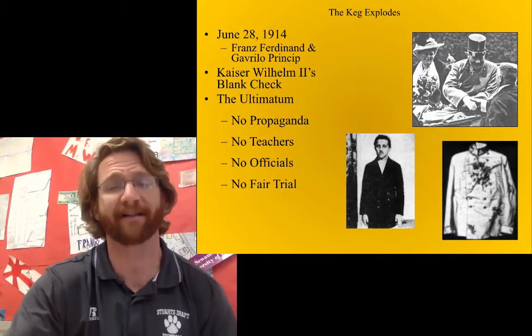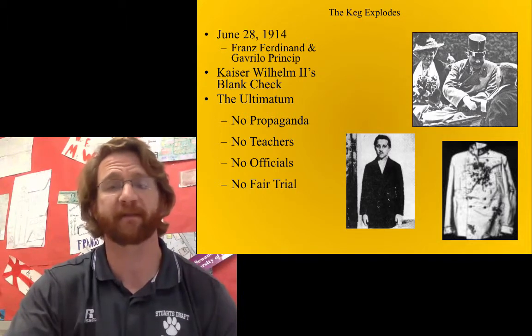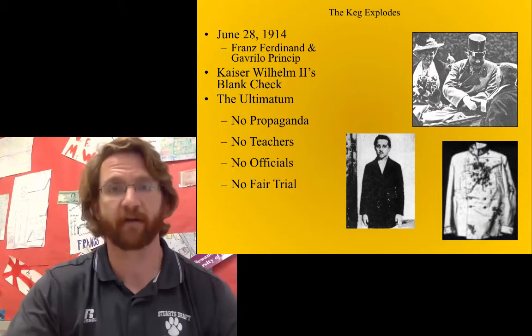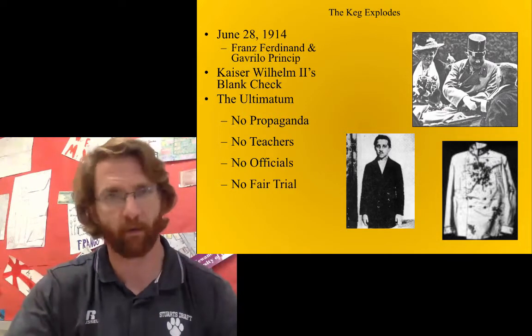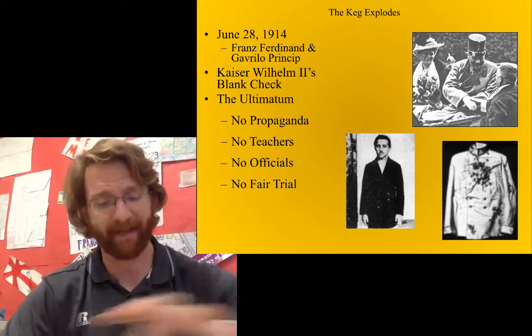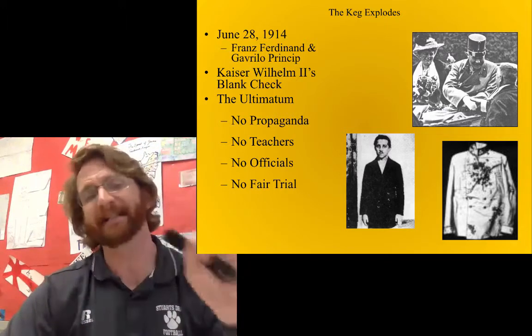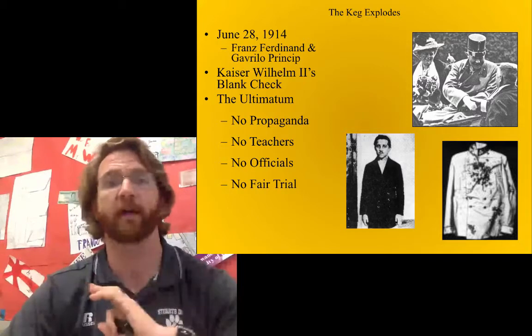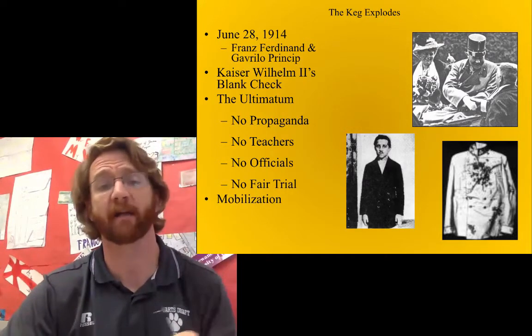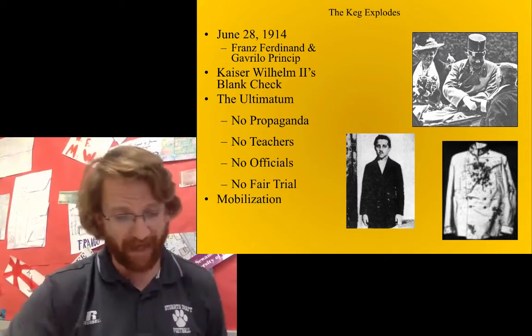It's similar to trying terrorists, people accused of attacking New York on 9/11, to having those trials in New York. You're not going to get a fair trial with that. It's just not going to happen. Well, so Serbia accepted all of those points, but they declined the last point, no fair trial, and that led to bad things because the Austrians were not in a mood to negotiate. So here's what happened.